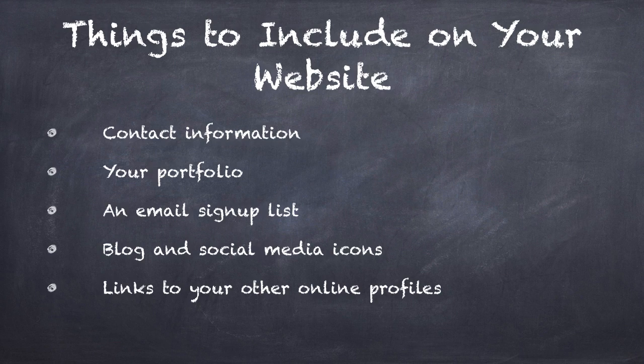And then when you build out that website, make sure it has your contact information, a portfolio of your work, an email sign-up list of some sort, blog and social media icons, and links to your other online profiles. So go to anthonychatfield.com if you want an example of what that looks like, or seattlefreelance.com is another good one. Doesn't have the social media icons or blog, but it has everything else there. You can see as one of my early freelance websites what I had involved.